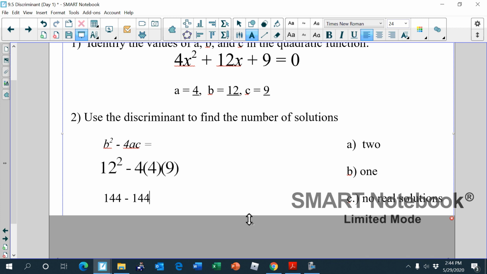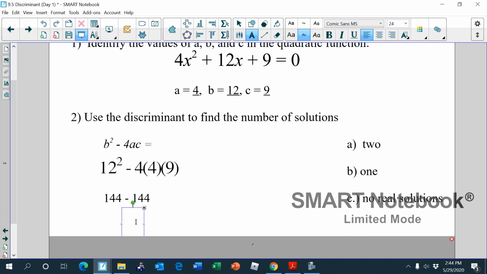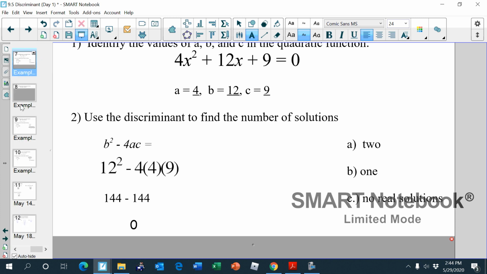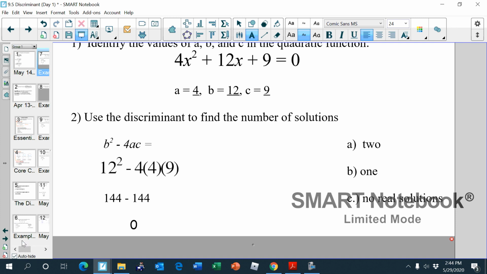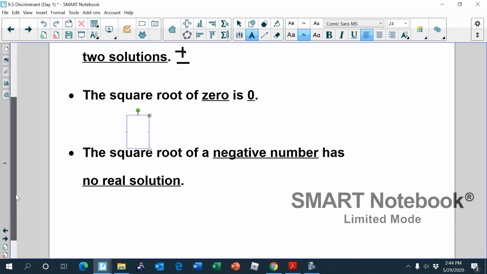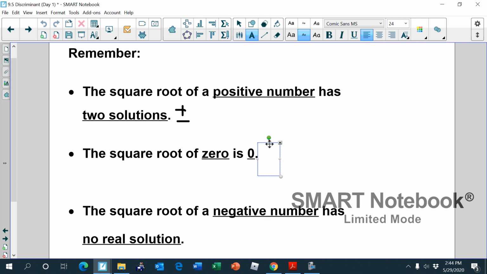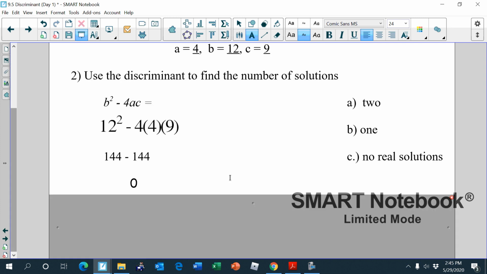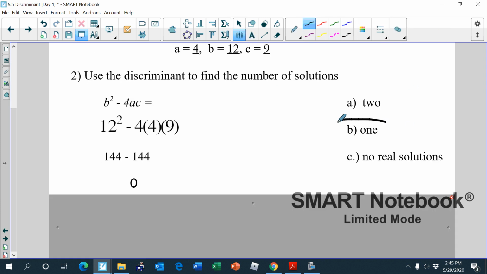So in this case, my discriminant is 0, right? Well, again, let's look back two pages ago to our notes. Let's go back to here. The square root of 0 is 0. So there is only one solution. Let me jot this down: one solution. So when the discriminant is 0, there is only one solution. Let's just circle that guy. And there we go. All right, let's keep it going.